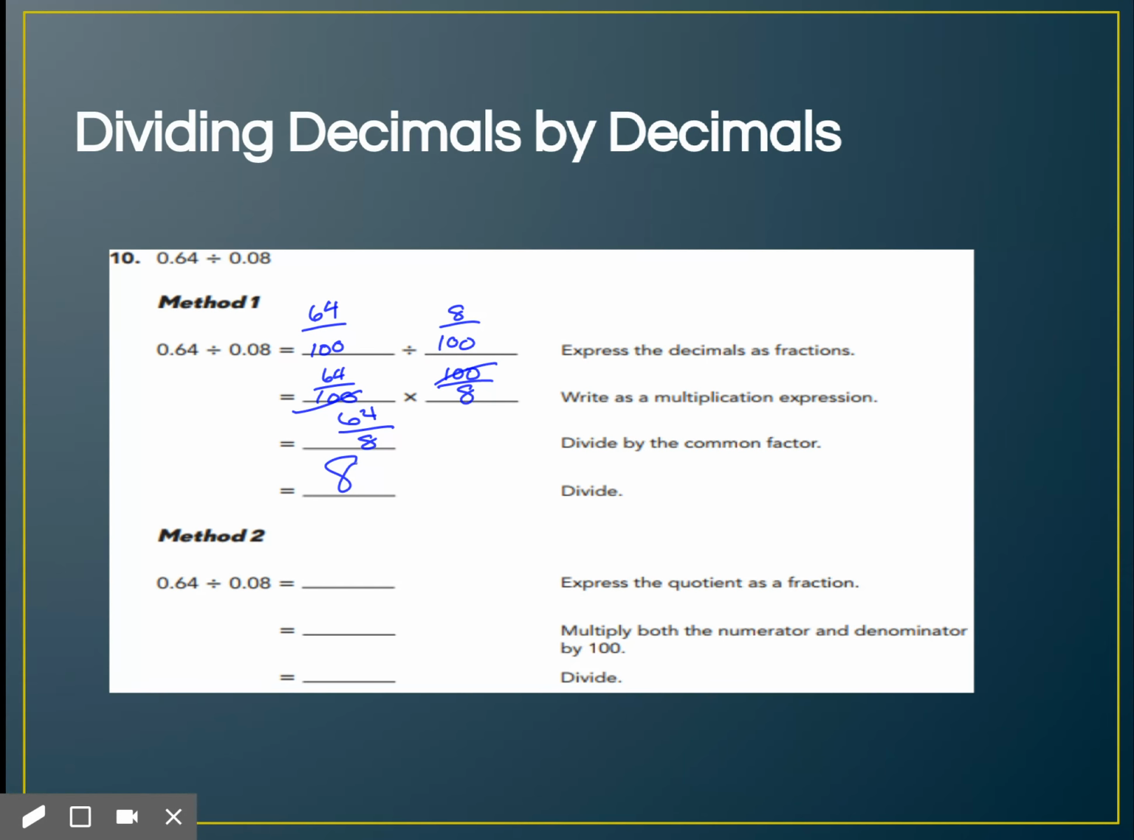The other way here would have been 0.64 simply divided by 0.08. I move my decimal 1, 2 times on top, so I do it twice on the bottom, and I'm left with 64 divided by 8. And again, 64 divided by 8 is 8. Whichever method you prefer, it's completely up to you. I am going to stick with method 2.